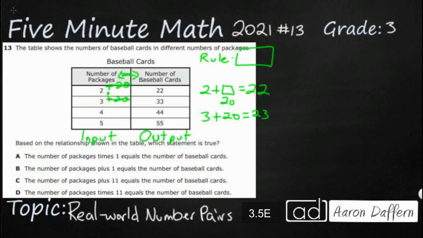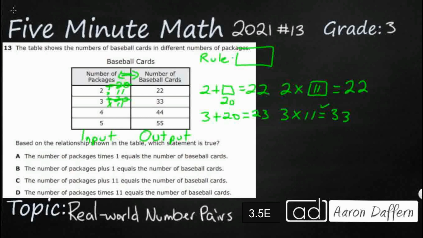If we're not going to add, the other way that we're going to get bigger is we are going to multiply. So 2 times something is going to get us 22. What can we multiply by 2 to get 22? Hopefully we know our facts. That is going to be 11. So let's do it times 11. Let's see if that works on the next row. 3 times 11. Does 3 times 11 make 33?